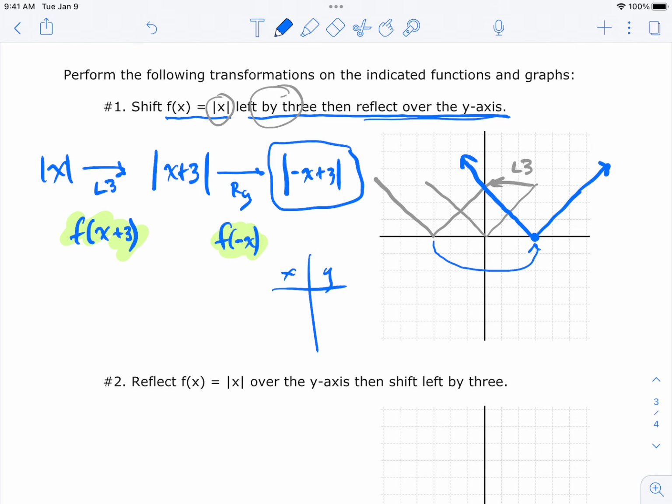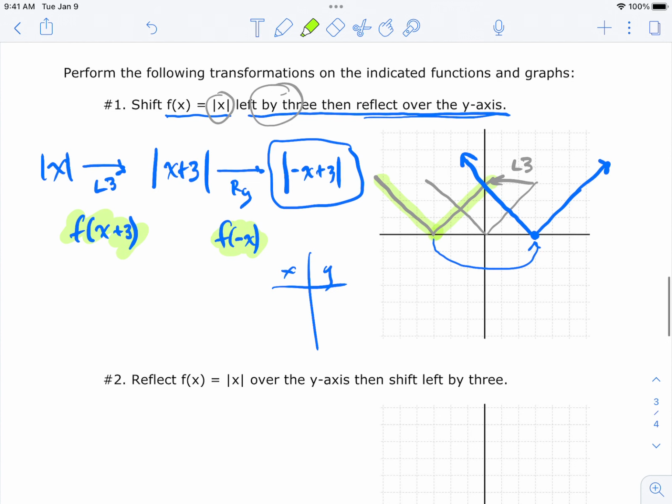So try to picture this whole thing being reflected over the y-axis. This point, of course, ends up here. This point's on the y-axis, so it stays on the y-axis. This point way over here has to flip over to way over there, and so on. And so you end up with this blue thing over here on the right.